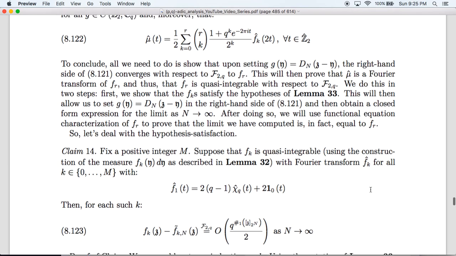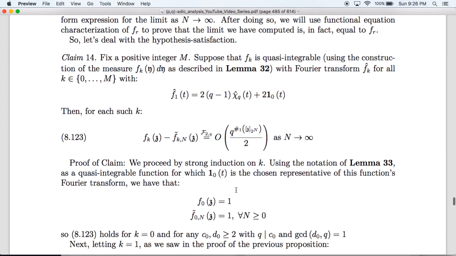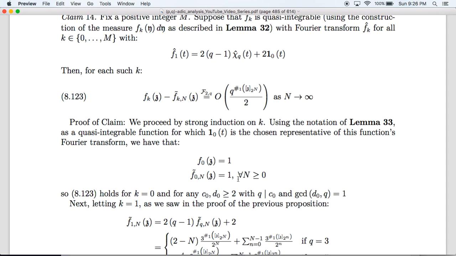So let's deal with the hypothesis satisfaction. Fix a positive integer m, and suppose that fk is quasi-integrable using our construction with the LR inverse, and that its Fourier transform is fk hat for all k, and then of course f1 hat is given by this. Then for every such k, the difference between fk of z and the nth partial sum of fk's Fourier series satisfies our lemma 33 requirement. We're going to do this again by strong induction. So we start with the k equals 0th case, but this works because f0 is just 1.